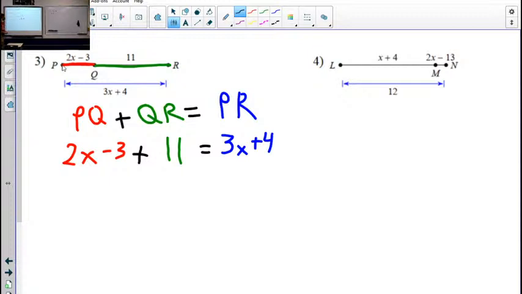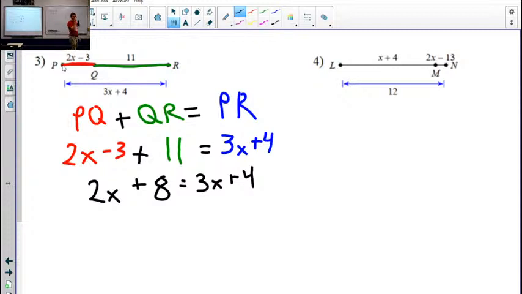Let's solve it. Let's combine our terms. We've got a 2x minus 3 plus 11. Minus 3 plus 11, so I've got 2x there. Minus 3 plus 11, that means we're going to end up with a plus 8. 3x plus 4 is going to stay on the right. So just combining things together on the left side, combining things together on the right side.